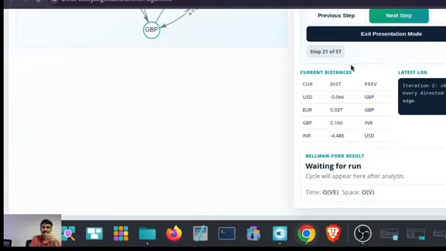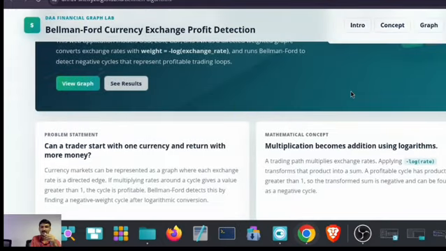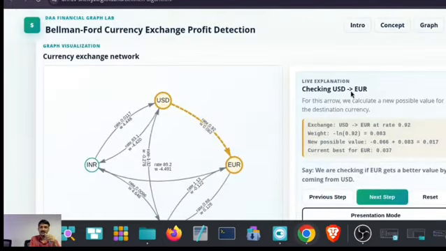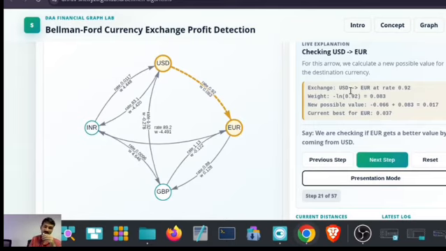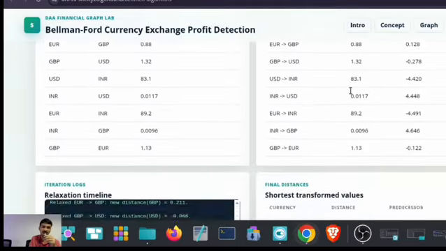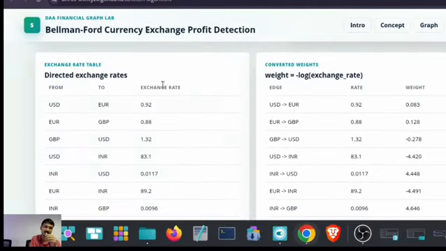Finally, it will repeat till the 57 steps we have already calculated previously. After the 57th step, all the values will remain unchanged. At that time we have to stop. So these are the data of the final step. These are the rates and these are the weights. Weight is calculated by minus log of the exchange rate.